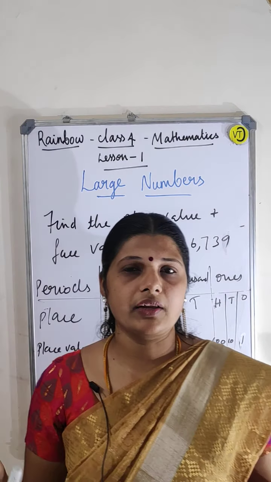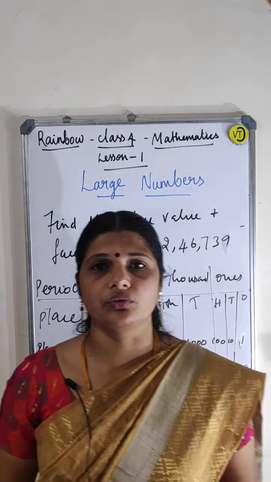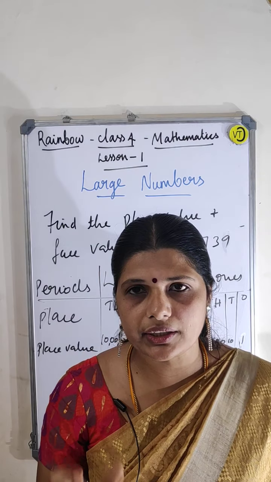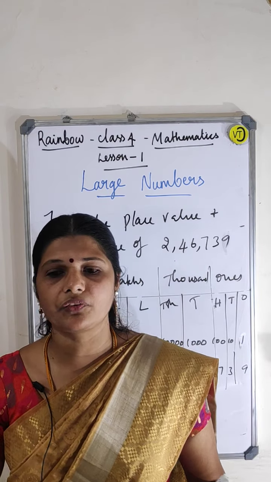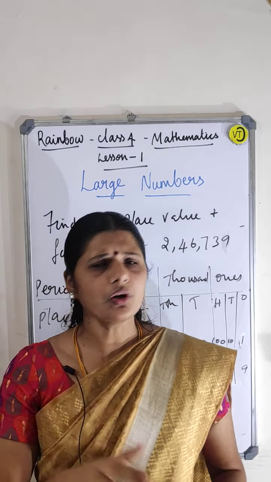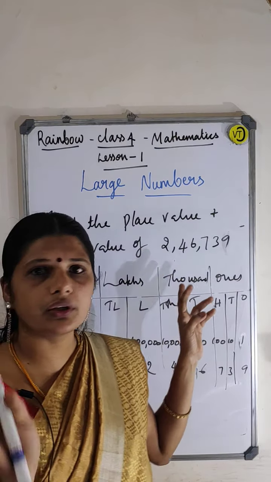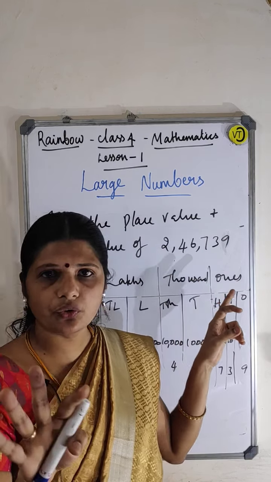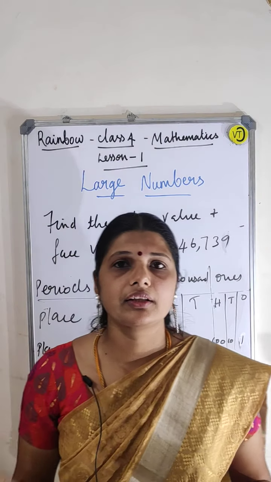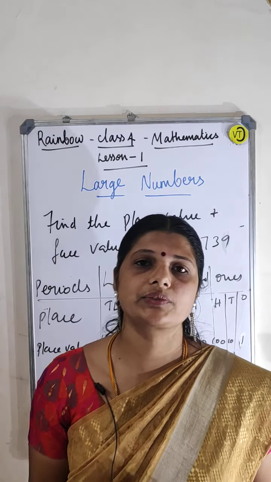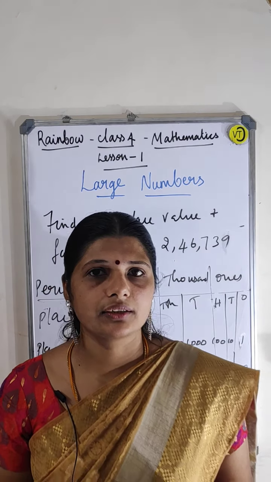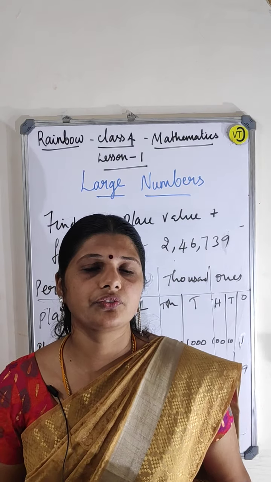Now place value is over. Now what about face value? Face value is the number itself. I already told you the face value of a digit for any place in the given number is the value of the digit itself. So the face value of 2 is 2 only. The face value of 4 is 4. The face value of 6 is 6. The face value of 7 is 7. The face value of 3 is 3. The face value of 9 is 9 only. Okay, no confusion in this, right? Place value and face value we have seen now.